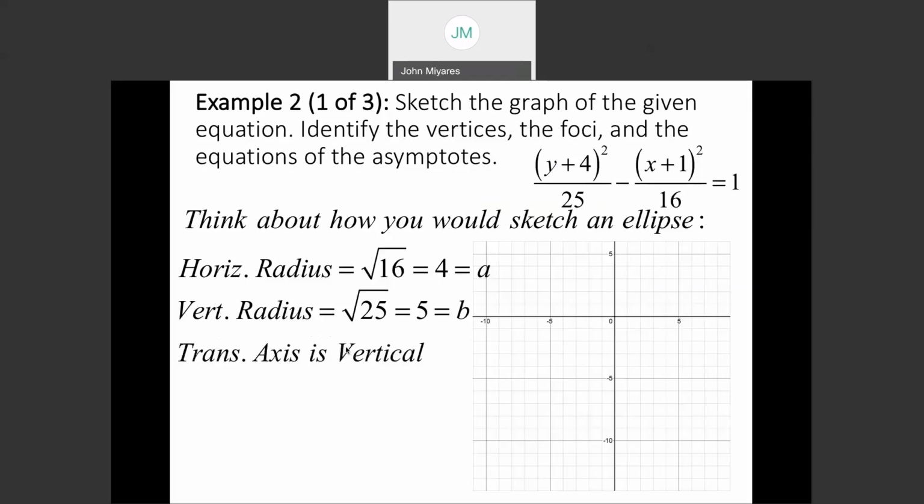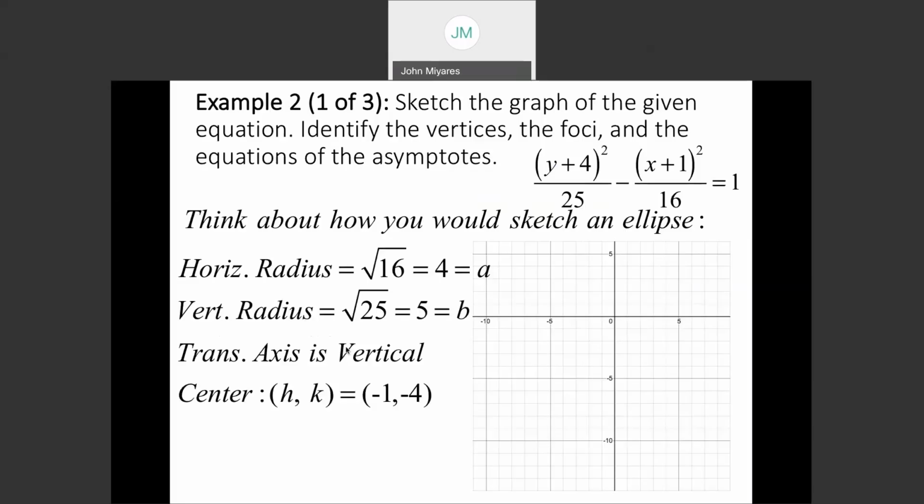Since the equation is showing y squared minus x squared, the transverse axis will be vertical and the hyperbola will open up-down. So now let's start thinking about sketching our graph. The center is at h, k, which will be the point -1, -4.